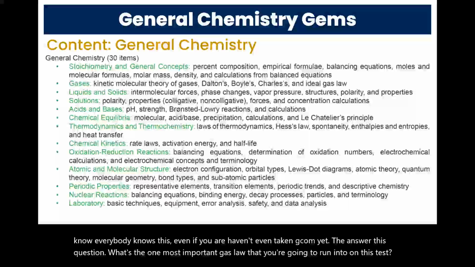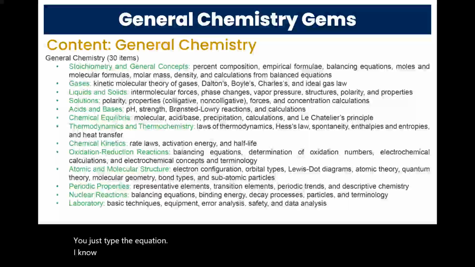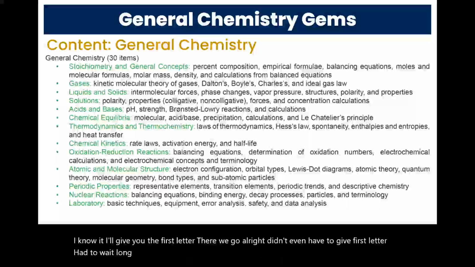You can just type the equation. I know you know it. I'll give you a first letter. There we go. All right, I didn't even have to give you a first letter. Just had to wait long enough. PV equals nRT. So you already know the equation you need for this section. Like, this is really it for equations per se.